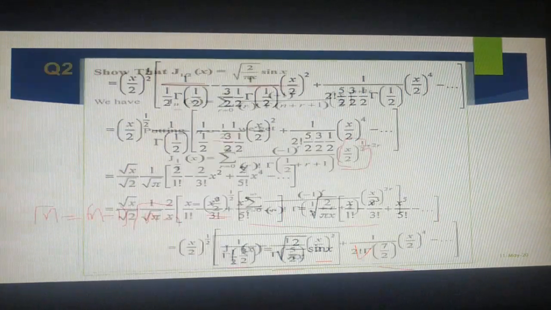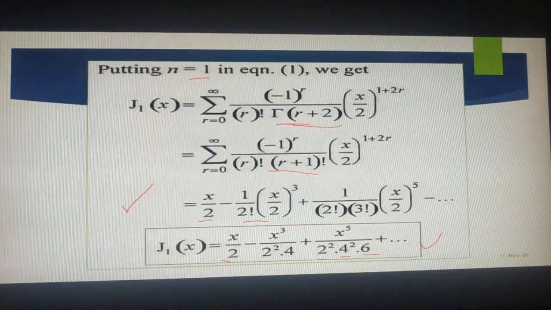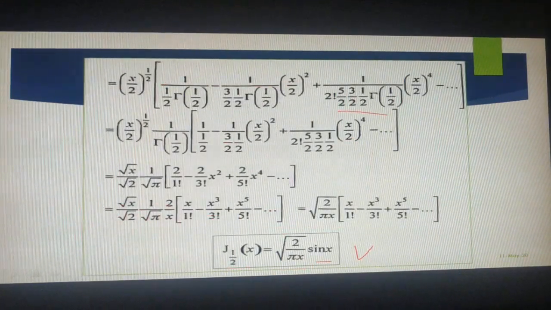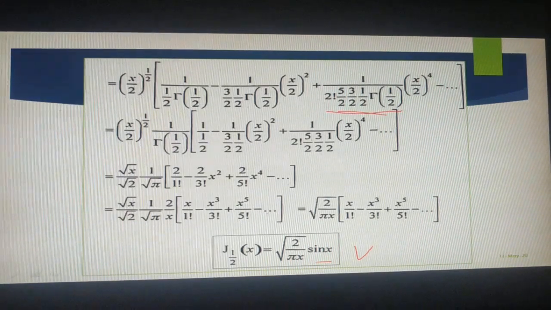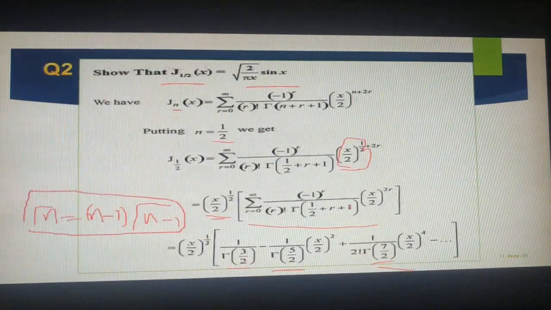And of course the next term is gamma 7 by 2, that I can write as 5 by 2 into gamma 5 by 2. Again gamma 5 by 2 I can write as 3 by 2 into gamma 3 by 2. Again gamma 3 by 2 I can write as 1 by 2 into gamma 1 by 2. So this is your result. This is very simple. If you remember this particular formula, everything is dead easy for you.